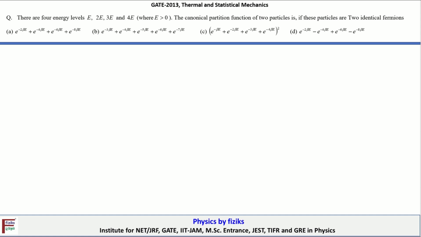So let's continue with the next problem. The statement is there are 4 energy levels E, 2E, 3E and 4E, where E is greater than 0. The canonical partition function of 2 particles if these particles are 2 identical fermions. So let's first draw the various possible microstates which we can associate with the distribution of 2 identical fermions in these 4 different energy levels. So let me label these energy states 1, 2, 3 and 4. So the energies are E, 2E, 3E and 4E.